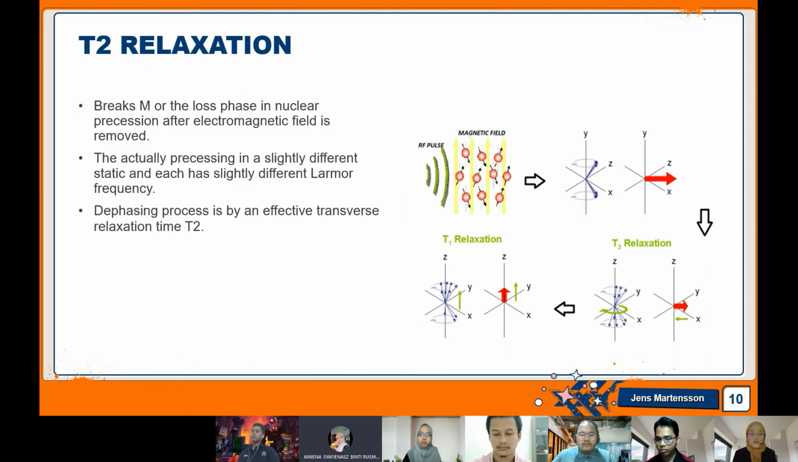The next part is the T2 relaxation. It breaks M into its constituent parts, or the loss of phase in the nuclear precession after an electromagnetic field is removed. Each nuclear spin is precessing in a slightly different static field and each has a slightly different Larmor frequency, and the transverse relaxation time, T2, together describe the dephasing process. It takes place without altering either the energy or the entropy of the rotating nuclear phase, and in consequence, the ideal process is reversible. So that is all my explanation for part 1.